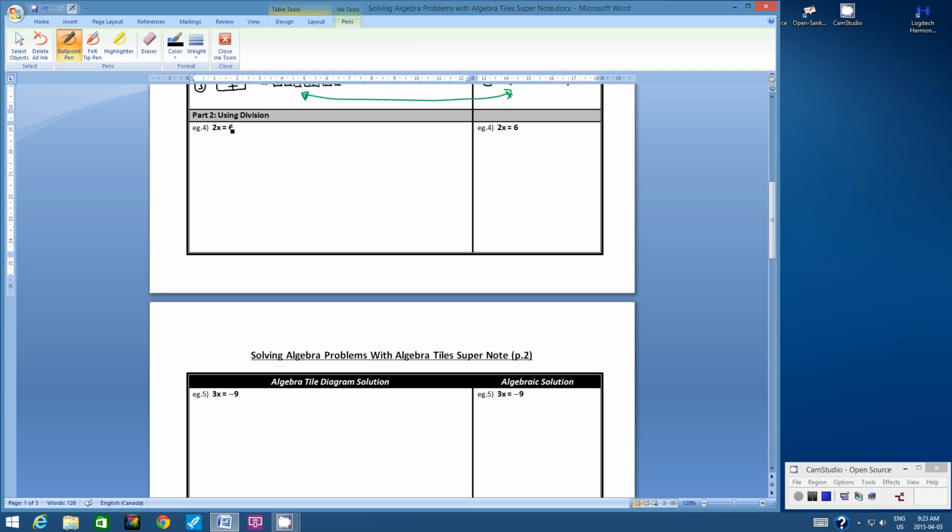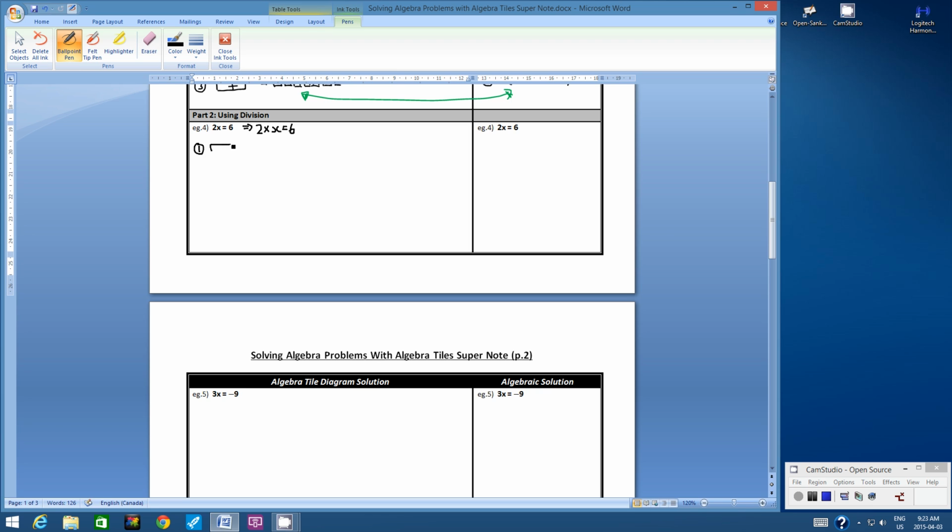2x equals 6. Now, what you have to remember, and I'm sure you do, is when we have 2x, this is actually a multiplication question. This is 2 times x equals 6. So if you know that this is multiplication, you can understand why part 2 is called using division. Okay, step 1. Let's draw the question.